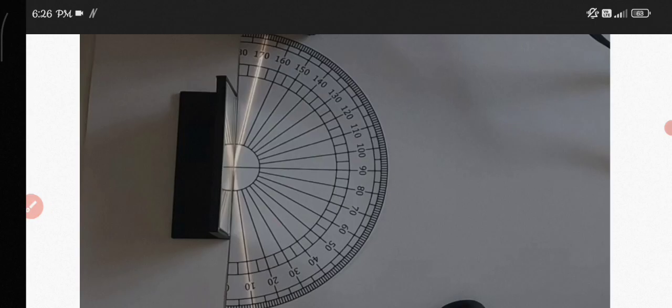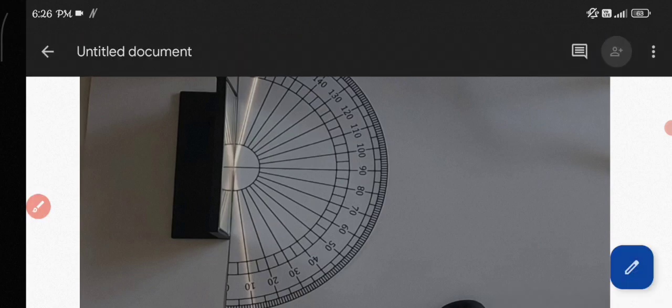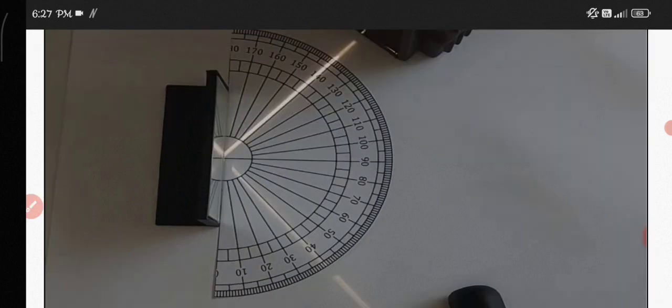Look at the second picture. What happens if this ray of incidence is moved to 70 degrees? Look at the third picture. In this picture, the ray of incidence is moved to 140 degrees from the normal.